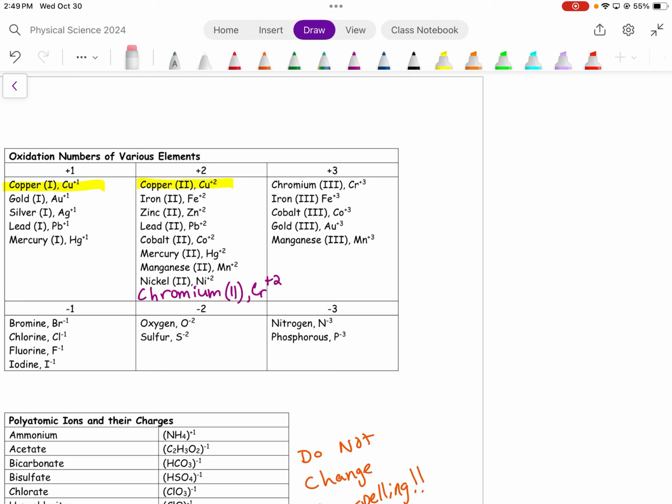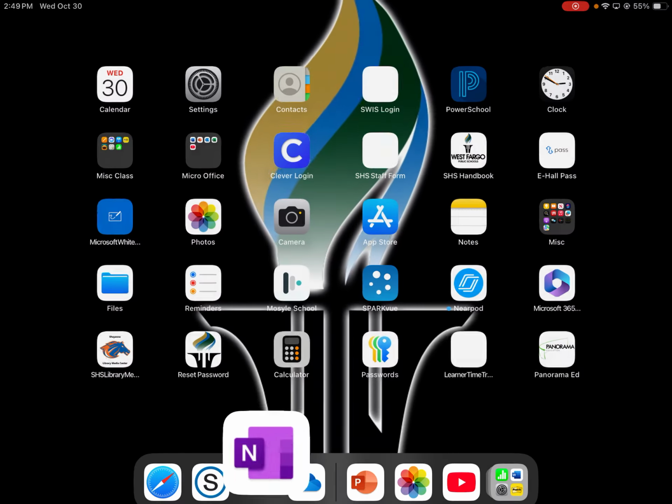Chromium with the 2 in parentheses has a +2. Remember that the number in parentheses is the same as the oxidation number. So if there's a 2 in parentheses, it's a +2. You can go ahead and add that to your periodic tables. You might see that one in the future.